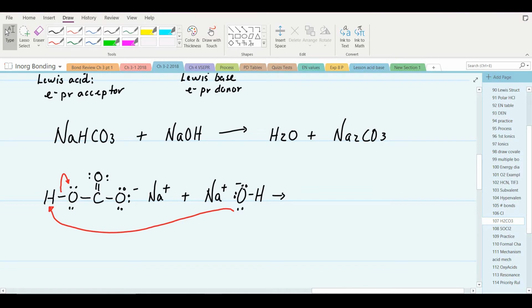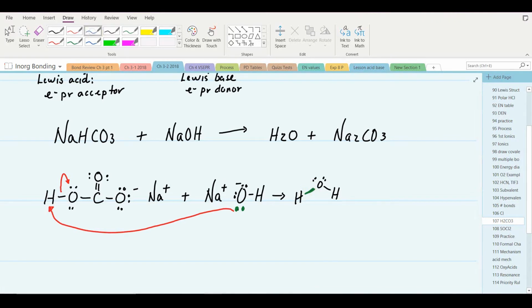Let's draw the product for that. So again, hydroxide becomes another molecule of water. Again, let's keep track of those electrons. Here's a pair of electrons that's being shared to form a bond, and here's that pair of electrons now that it is shared.